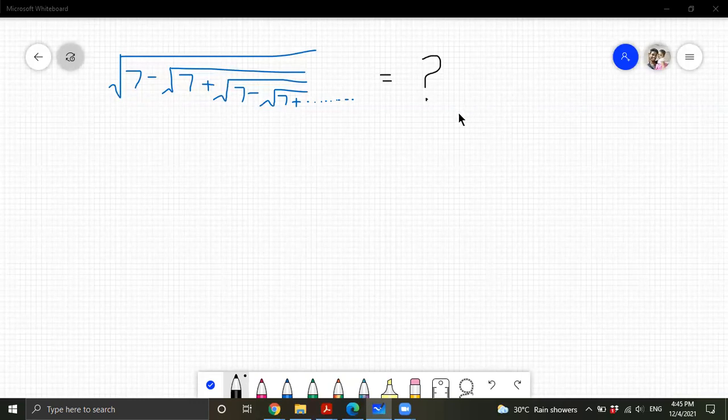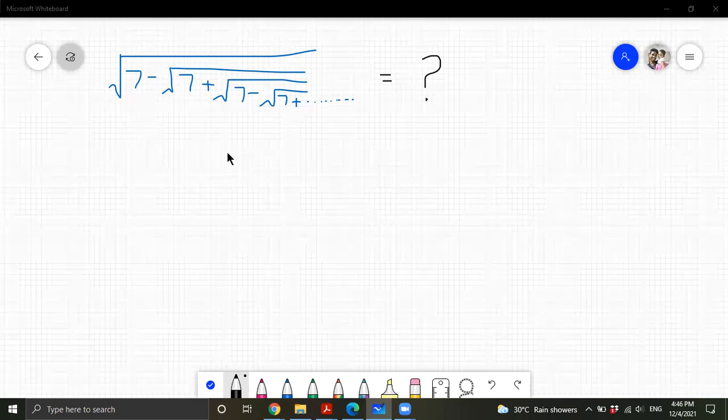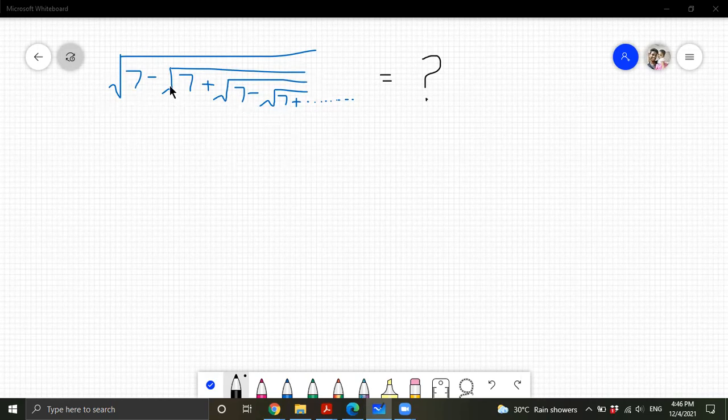So guys, in this video we're going to solve a fun math problem that is shown in this picture. When we have the square root of 7 minus the square root of 7 plus the square root of 7 minus the square root of 7, going on like that, what will be the answer for this kind of sequence? That means we need to find the exact value of this sequence. So this is the problem.